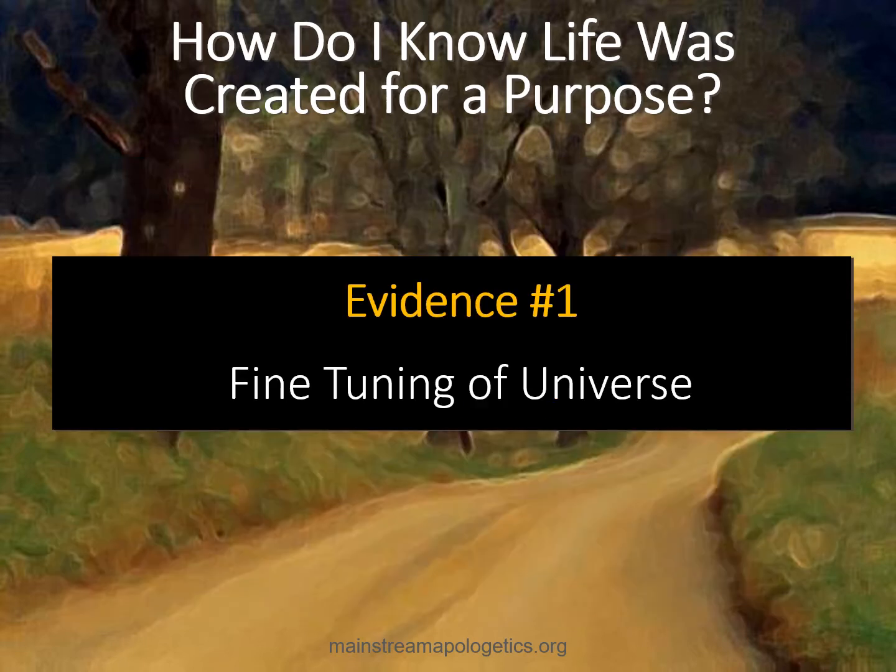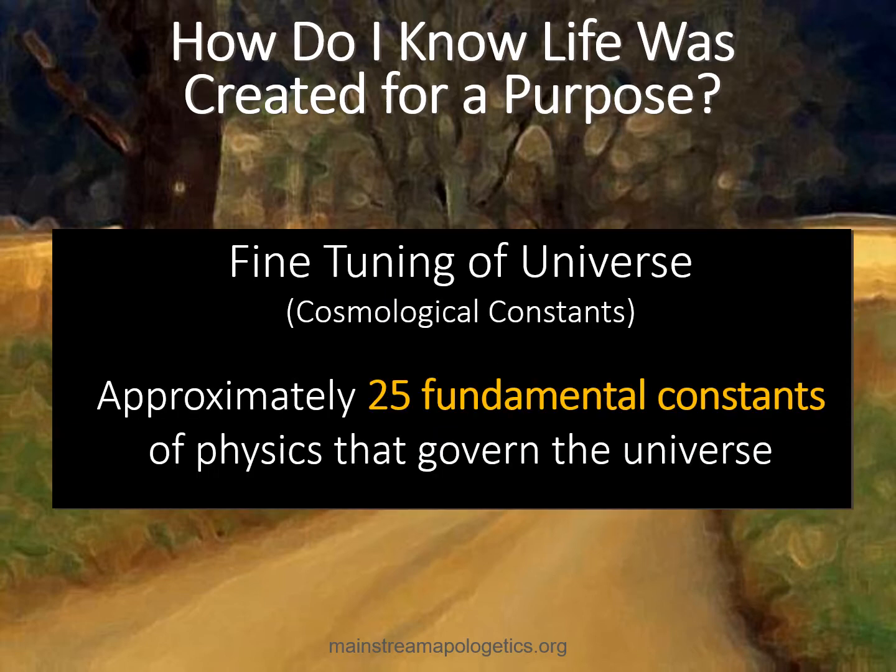Our first line of defense is the fine-tuning of the universe. As you may recall, we touched on this topic in sessions 3 and 4. Here, we will address the topic of fine-tuning from a mathematical perspective. Scientists have determined that there are approximately 25 fundamental cosmological constants of physics that govern the universe. Notable examples are the speed of light and the gravitational constant.